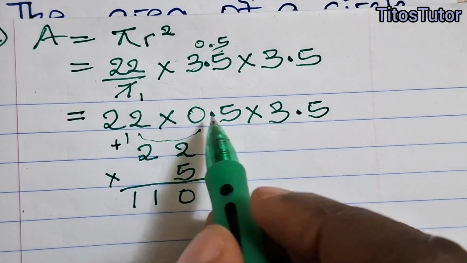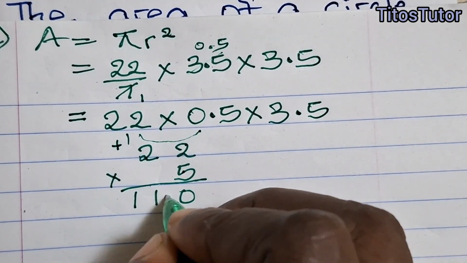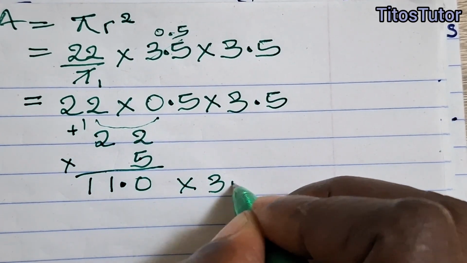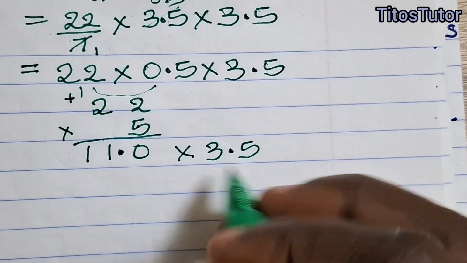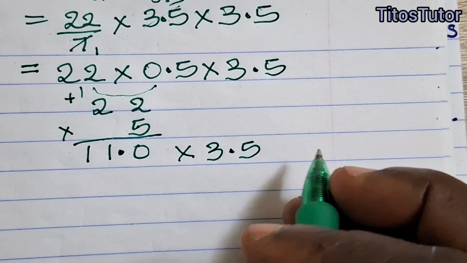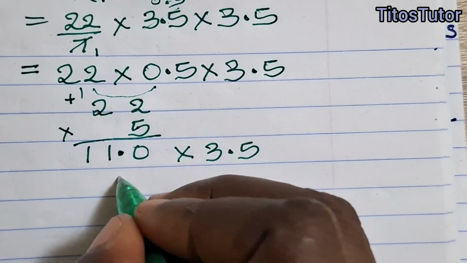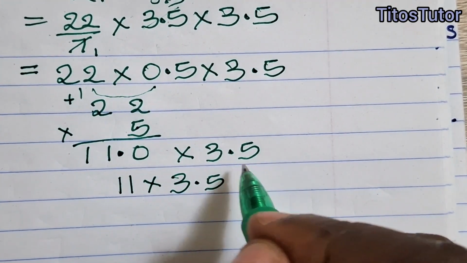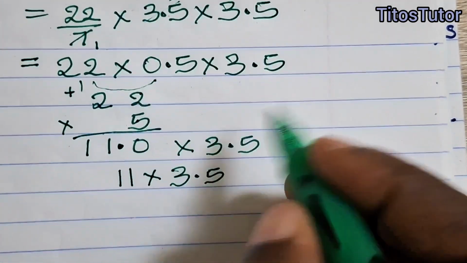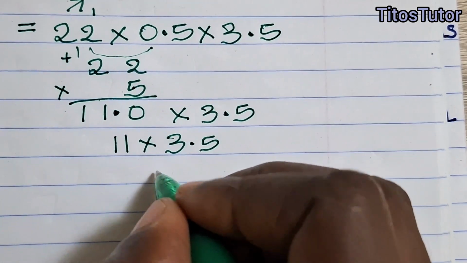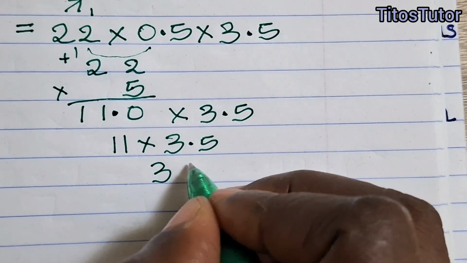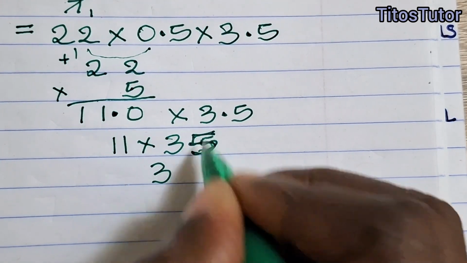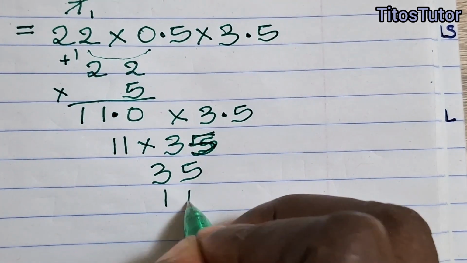Okay, so I'm going to slot in my decimal point. So this is 11. So it is 11 times 3.5. Okay, so let's do this. Forget about the decimal for now. Just multiply 11 times 3.5. Then you slot in one decimal place when you're done. Okay, so you have 35. Forget about the decimal for now. So it's just 35 times 11.